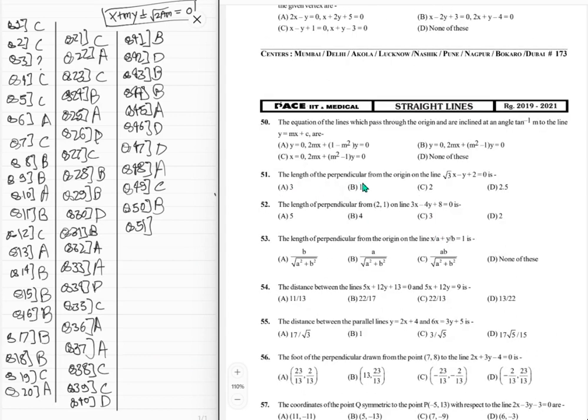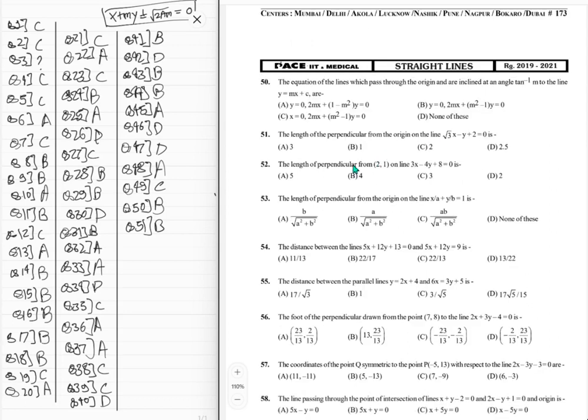The length of the perpendicular from the origin on the line square root 3x minus y plus 2 equal to 0. Perpendicular from what? Length of the perpendicular from the origin. Oh, so just that. Come on, seriously. It's just 2 upon square root of 3 plus 1, which is 1. B. Just use that formula. Everyone knows it. It's for the signed perpendicular from that line to that. You know it, right?